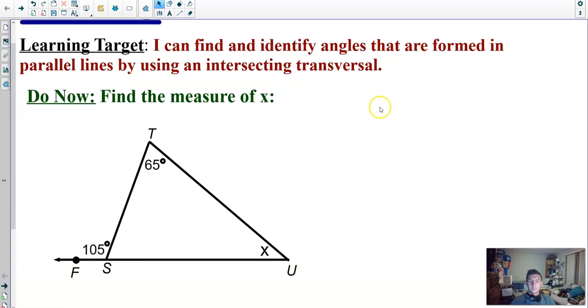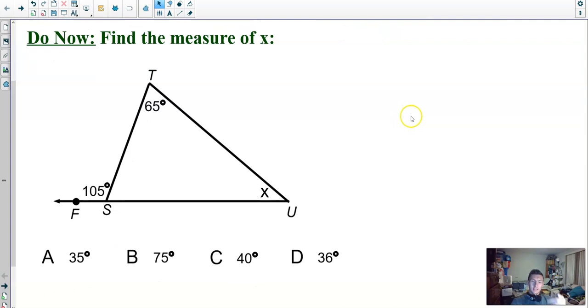So here's a do now. You need to find a measure of x. It's a multiple choice question. I would pause the video, try it on your own, see if you know how to do it, because if you don't know how to do it, then that means Lesson 5A you haven't mastered. And now we're going to move on to a whole bunch of new stuff, and you don't have it mastered.